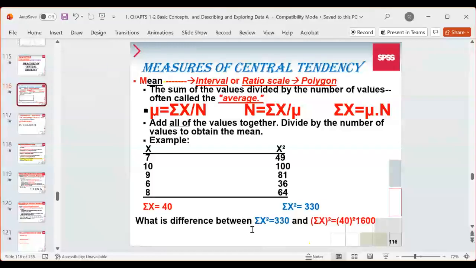But if it says what is the sum of x squared, then you need to square each x. X is the score. And then add them up. You guys pay attention there, so you make sure.